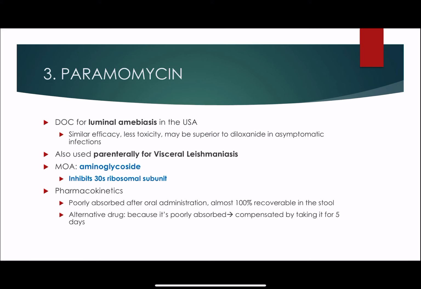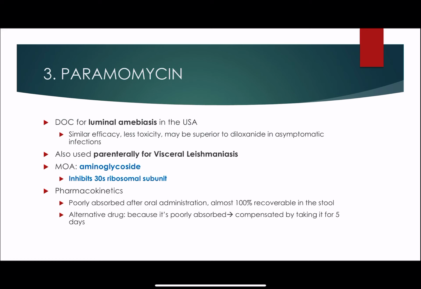The third drug that we'll be talking about is paromomycin, which is a drug of choice in the USA. Similar efficacy, less toxic, and may be superior to diloxanide in asymptomatic infections. Also used parenterally for visceral leishmaniasis, which we'll talk about later. The MOA: paromomycin is an antibiotic. It's an aminoglycoside that inhibits your 30S subunit. So, paromomycin is an aminoglycoside, for you to remember.